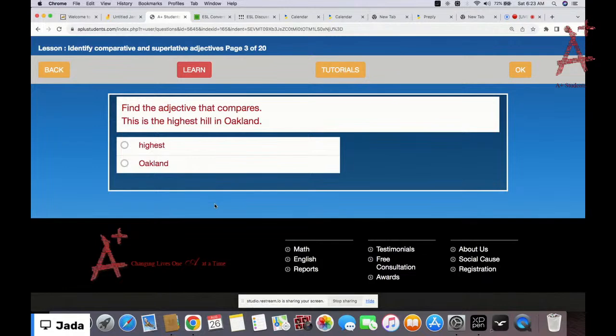This is the highest hill in Auckland. Highest. Now, what adjective is being compared here? It is highest. Highest is when you go high, high, high, high, high, and that's it. So the adjective that is being compared here is highest. Okay? Which makes it superlative.